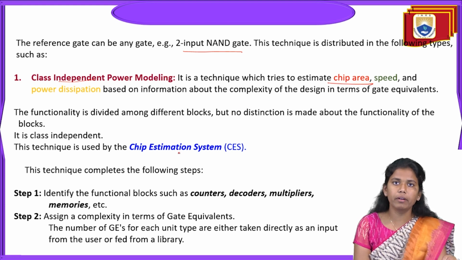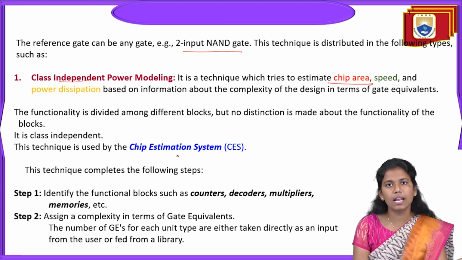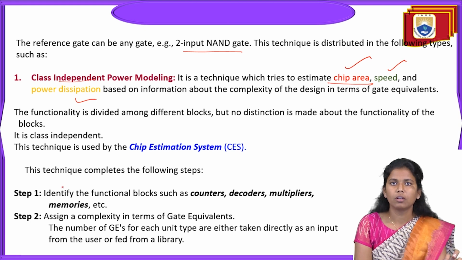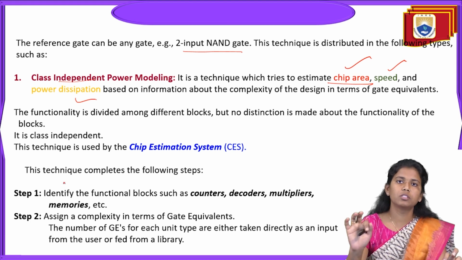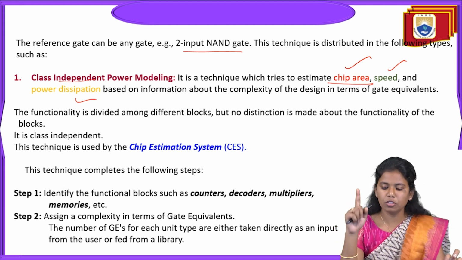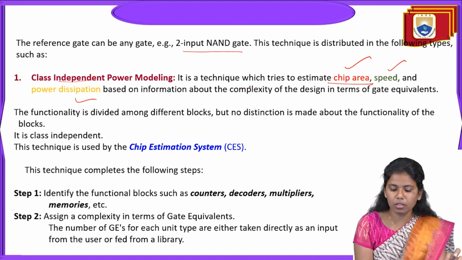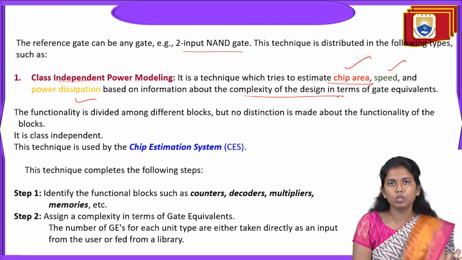Okay, class independent. Remember, we are going with 2 cases. One is class independent and the second one is class dependent. Class independent tries to estimate the chip area, speed and power dissipation. It concentrates on 3 factors, that is chip area, speed as well as the power dissipation, based on information about the complexity of the design in terms of gate equivalence.